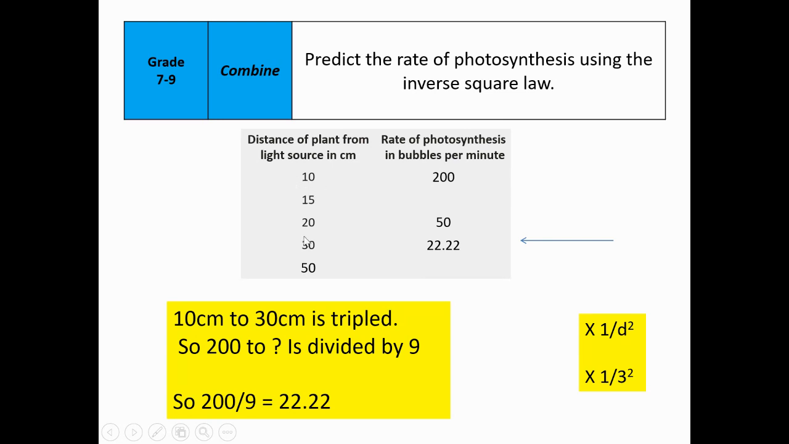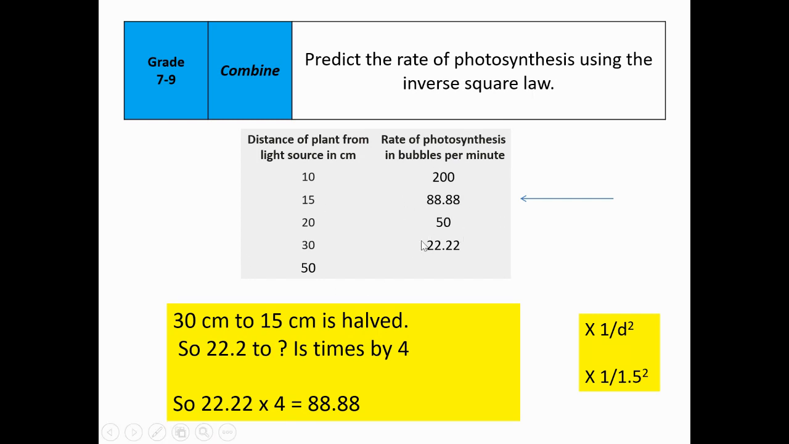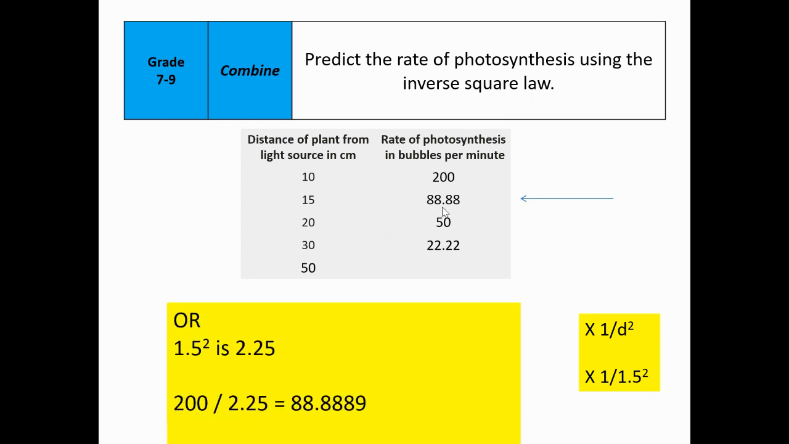The next one up, I've done between 10 and 30 centimeters is tripled. So again, times 1 over 3 squared, or 1 over 9, so 200 divided by 9 is 22.22. 15 is a little bit difficult. There are a couple of ways to do this. One way, you could work back from 30 and say that 30 to 15 is halved, so whatever 15 was, a quarter of that would be 22.22. So times 22.22 by 4 will give you 88.88. That could work. Alternatively, you could know that between 10 and 15 is times by 1.5. So what you do is 1.5 squared, which is 2.25, and you divide by 2.25. 200 divided by 2.25 is about 88.8889. Okay, so similar numbers, both ways of doing that.